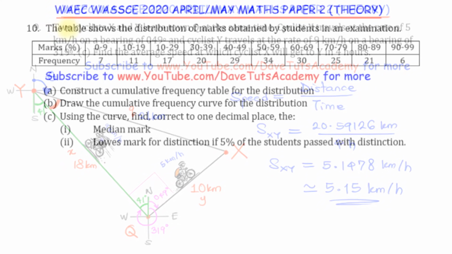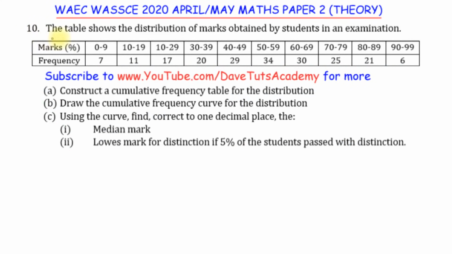All right. This question features the cumulative frequency curve, popularly called Ogive, and in the question, we're told that the table shows the distribution of marks obtained by students in an examination. So we have those marks and the associated frequencies with each set of the marks, and then we're told to construct first a cumulative frequency table for the distribution, and then we're to draw the cumulative frequency curve for the distribution, and then using the curve we are to find, correct to one decimal place, the median mark, and the lowest mark for distinction if only 5% of the students passed with distinction.